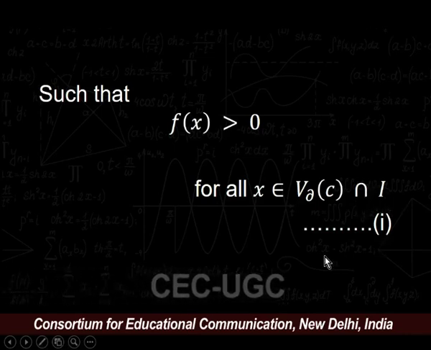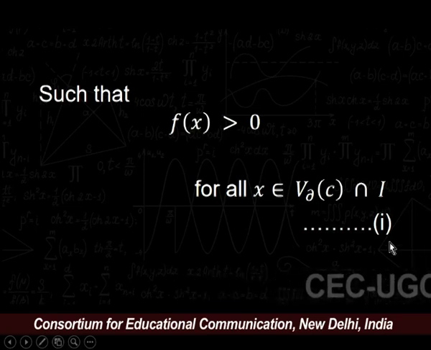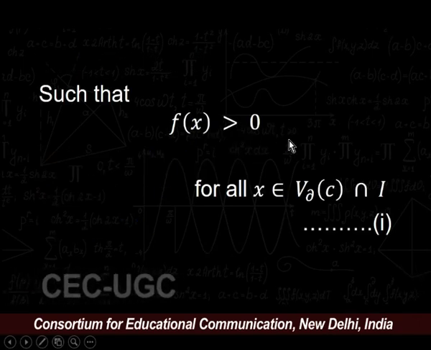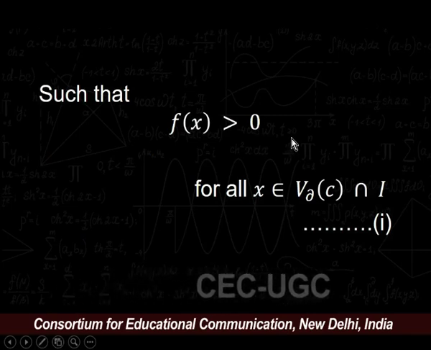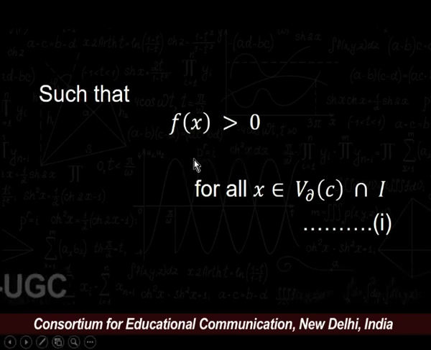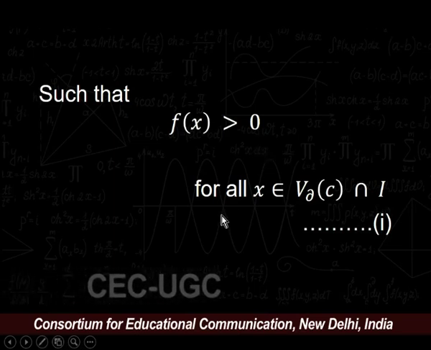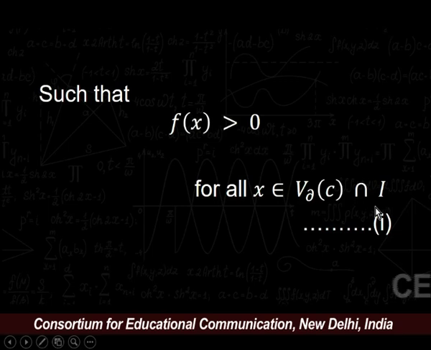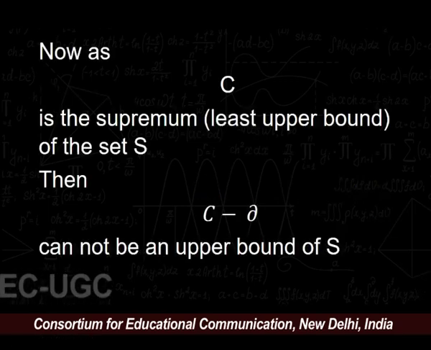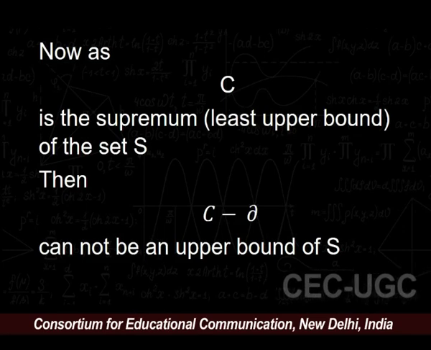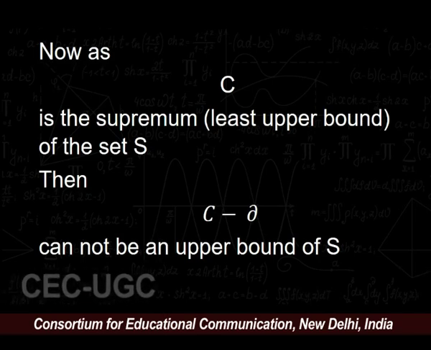Say this is our equation number 1. I repeat, we are considering the case when f(c) must be greater than 0. Then by the sign lemma, there must exist some delta greater than 0 such that f(x) is strictly greater than 0 for all x belonging to the delta neighborhood of c intersection the closed and bounded interval I. Now, as c is the supremum or least upper bound of the set S, we can say that c minus delta cannot be an upper bound of the set S.